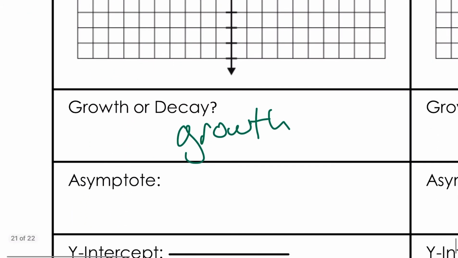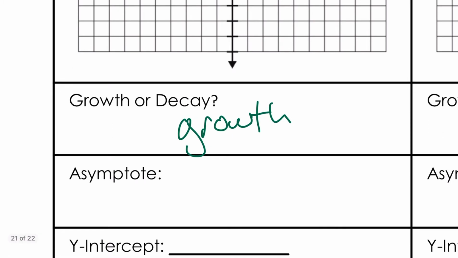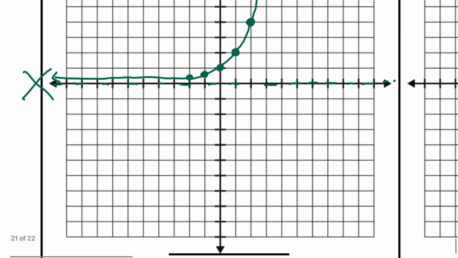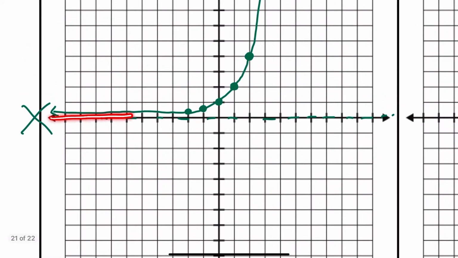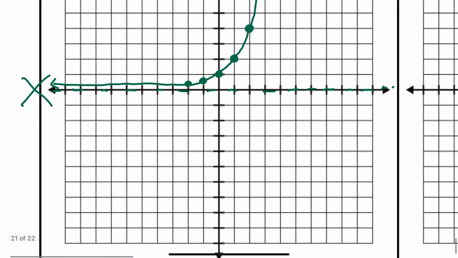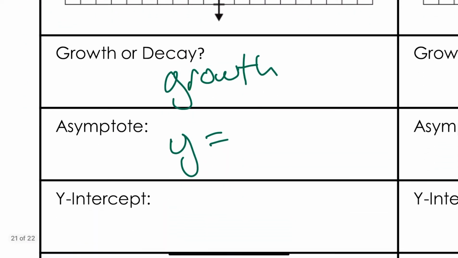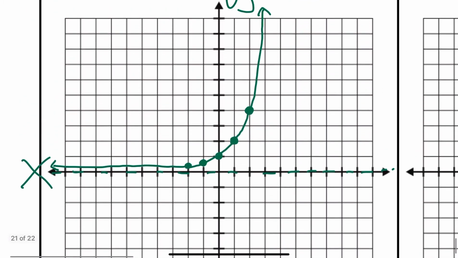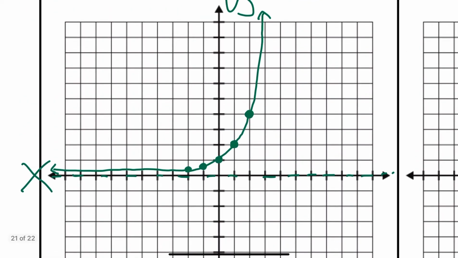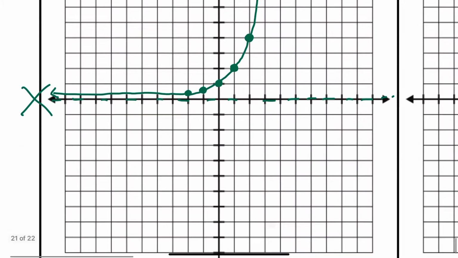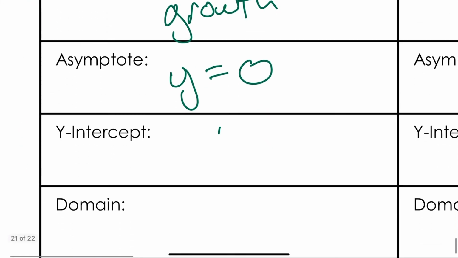All right, asymptote was our next one. On the other side of our notes, we said it was of the form y equals a number. Let's see, that number is right on the axis, so that is going to be 0. Y equals 0. All right, now we need our y-intercept. Remember, your y-intercept is where your function crosses the y-axis. This is our y-axis, so we're seeing where it crosses right here. That is at 1. So y-intercept is going to be 1.